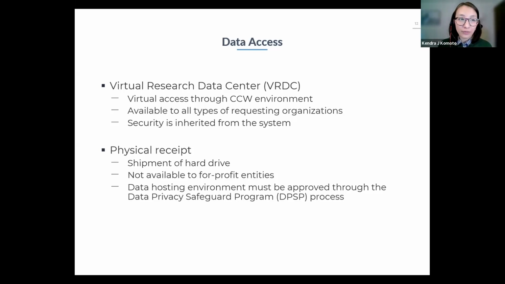The other option is physical receipt. That's permitted at this time. This involves shipment of a hard drive. It's available to academic, nonprofit, and government agencies only. So for-profit organizations cannot receive physical data. The environment that hosts the data has to go through the data privacy safeguard program. There's a process to review data management plans for physical data that gets added to the request process if you're getting physical data receipt.